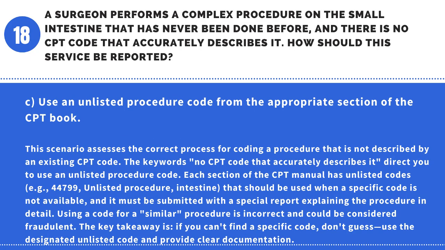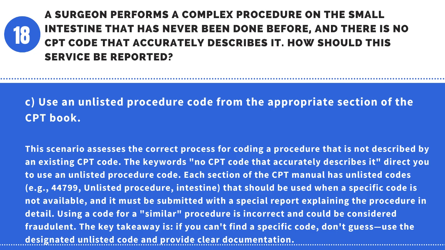Answer: C. Use an unlisted procedure code from the appropriate section of the CPT book. This scenario assesses the correct process for coding a procedure that is not described by an existing CPT code. The keywords "no CPT code that accurately describes it" direct you to use an unlisted procedure code.